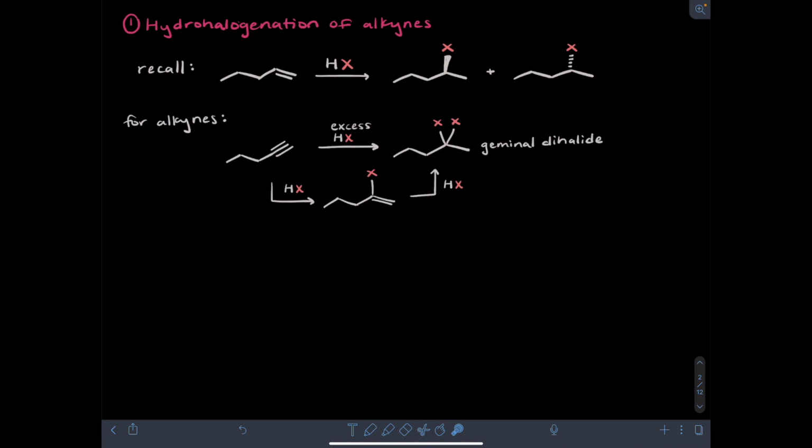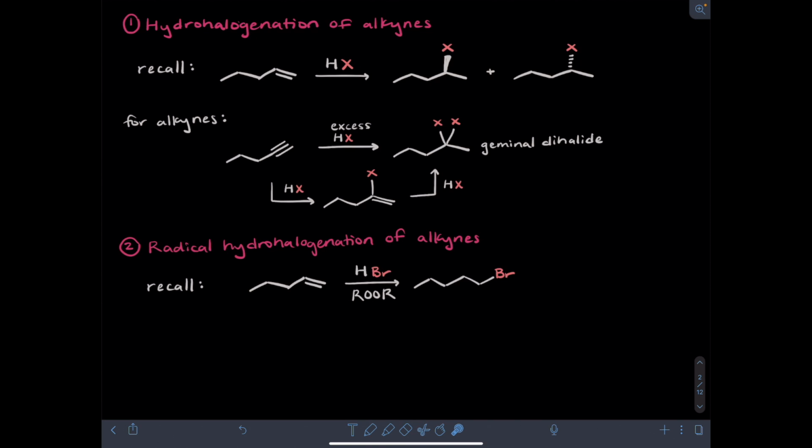I won't talk about the mechanism in depth, but it does occur by addition first of one equivalent of HX to break one pi bond, install one new hydrogen on the less substituted position, and one new halogen on the more substituted position. Notice there is still an alkene present in this intermediate. And then, now that this is an alkene, we previously saw that alkenes react with HX, and Markovnikov addition again would get us to the final geminal dihalide product.